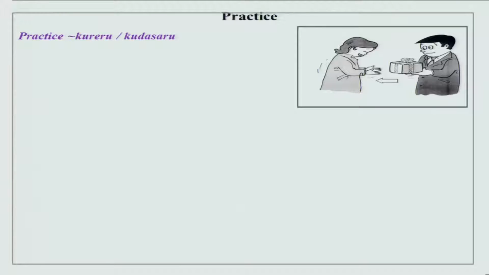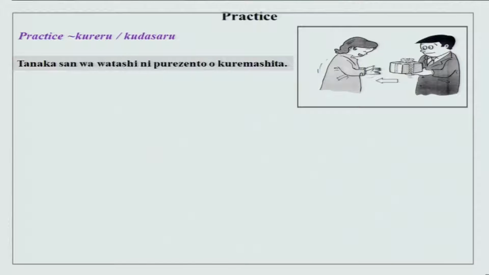Look at the picture over here. There is this gentleman and a lady, and he is giving something to her. So, let us see what it is. Tanaka-san wa watashi ni presento o kuremashita. From this lady's side, he is giving something to her. Thus, Tanaka-san wa watashi ni presento o kuremashita. Formal situation.